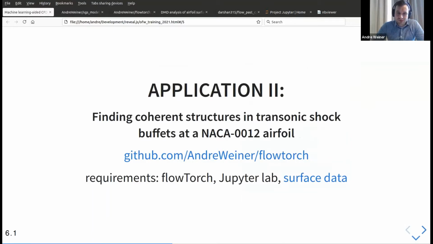And in the second example, we are looking at an unsupervised learning algorithm, and we will use that algorithm to find coherent structures in the transonic flow on a NACA 0012 airfoil. Again, the source code is available in this GitHub repository, which is a small software library that I'm developing. What I'm going to show you is part of the tutorial collection of FlowTorch. If you click on the link on the right side of the slide, you can download the surface data that I'm going to process in the next couple of slides.